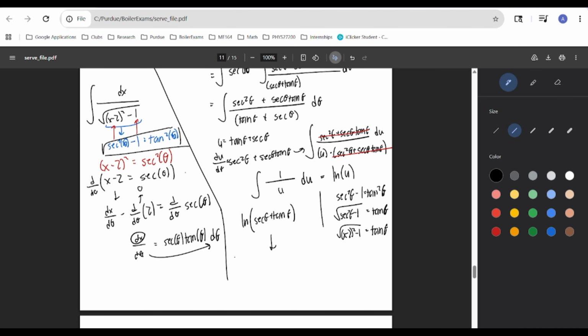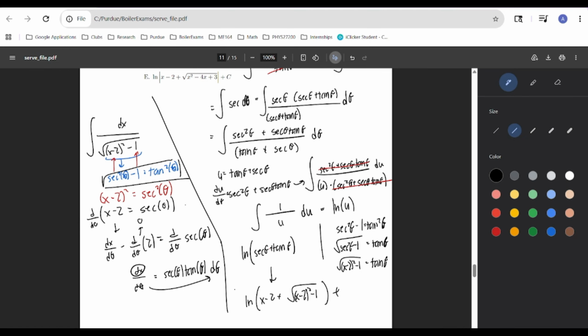And now our full solution emerges. Ln of, what is this? X minus 2, and then plus the square root of x minus 2 squared minus 1. And then plus c out in front.